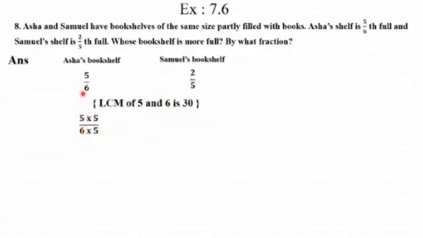So 6 fives are 30. Whatever we do in the denominator, we multiply the same number in the numerator too. Here it will be a multiple of 6, so 5 sixes are 30 and 2 sixes are 12. So here the number will ultimately be 25 by 30, and here the number will be 12 by 30. Now the denominator being the same can be neglected.